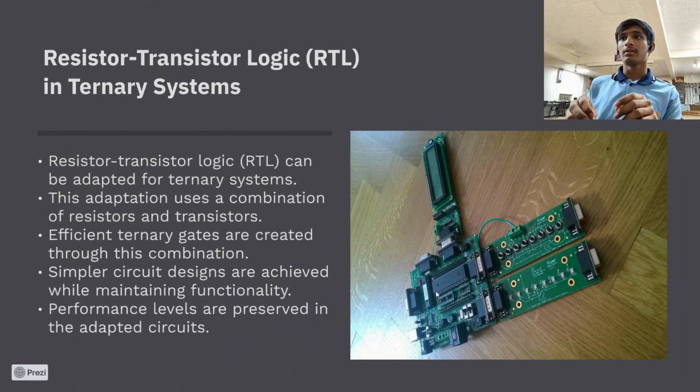Resistor transistor logic, RTL, in ternary systems. Resistor transistor logic can be adapted for ternary systems. This adaptation uses a combination of resistors and transistors. Efficient ternary gates are created through this combination. Simpler circuit designs are achieved while maintaining functionality. Performance levels are also preserved in adapted circuits.